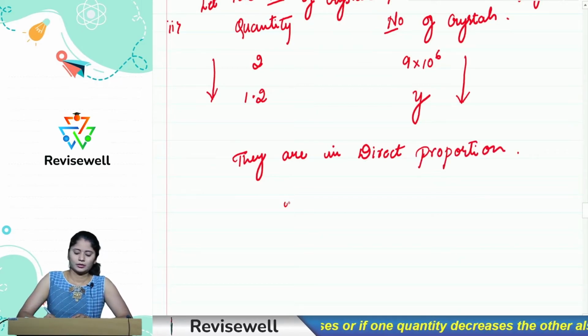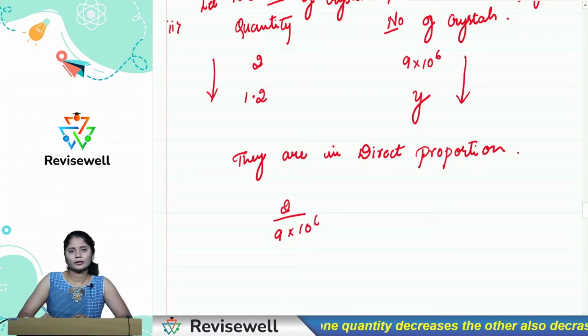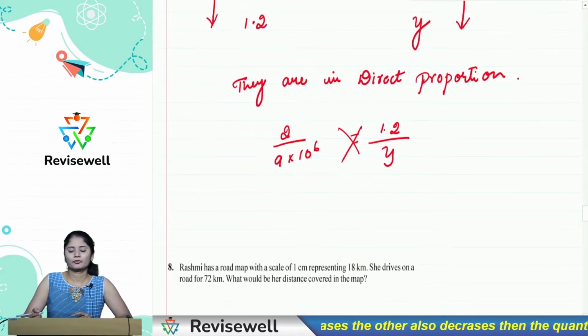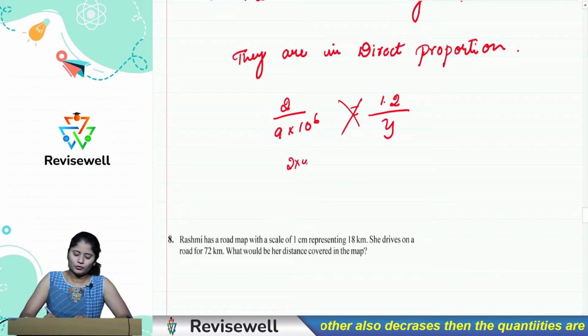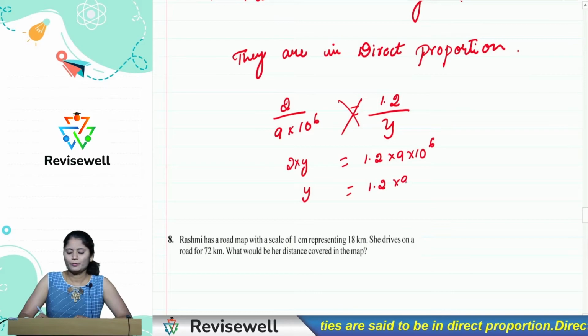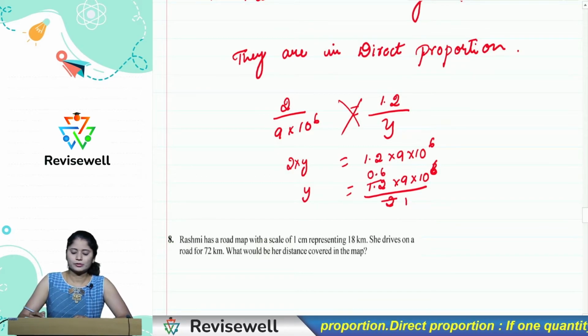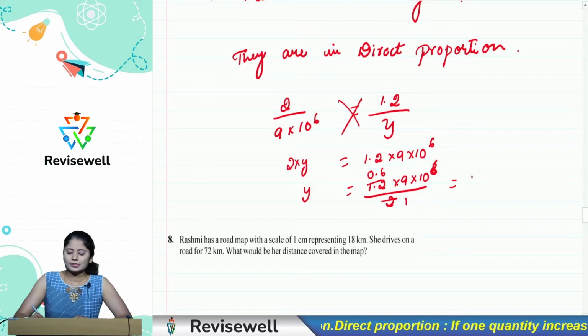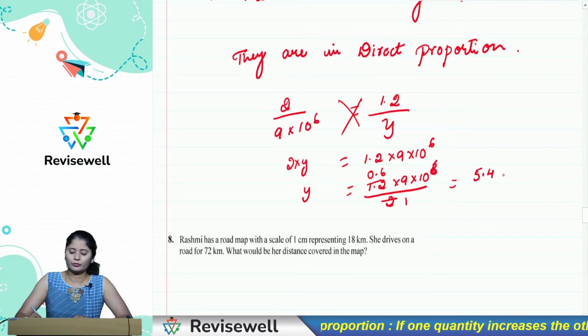That is, 2 over 9 into 10 raised to 6 is equal to 1.2 over y. To get the value of y, cross multiply. So that is 2 times y equals 1.2 multiplied by 9 times 10 raised to 6. To get the value of y, you need to shift it. So 1.2 multiplied by 9 into 10 raised to power 6 over 2. 2 1s are 2, 2 0s are 0, keep a decimal point, 2 6s are 12, so 1. So 9 6s are 54. So this is 5.4 multiplied by 10 raised to 6.